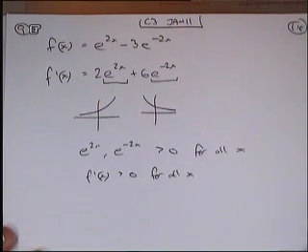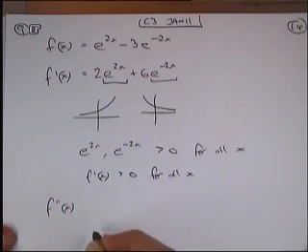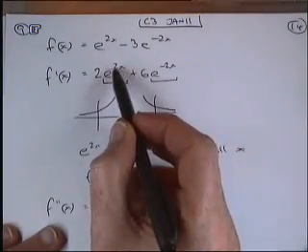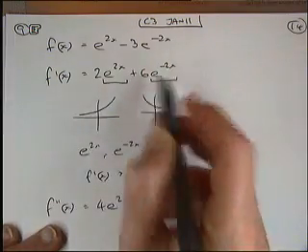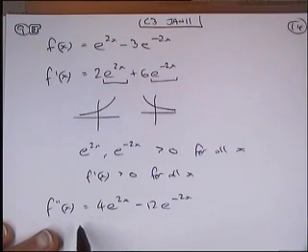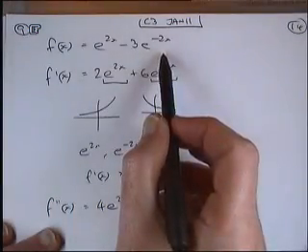For part B, it says show the set of values for which f double dash of x is greater than 0. So we need to differentiate this again. So 2 comes down, so we get a 4 e to the 2x. 2 comes down, we get a minus 12 e to the minus 2x. So we have to show the set of values for which this is greater than 0 is the same as the set of values for which that is greater than 0.